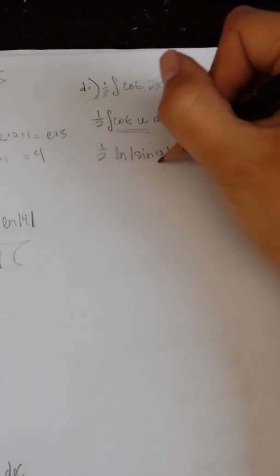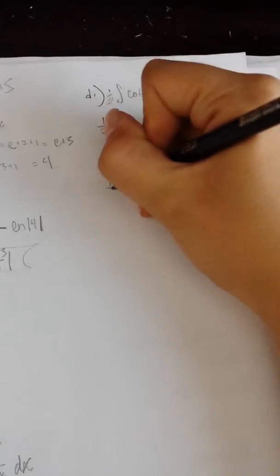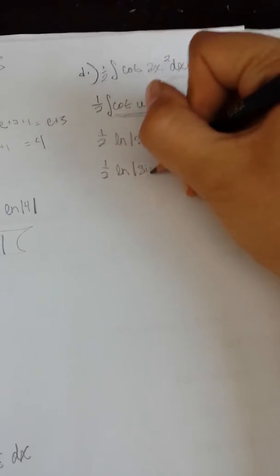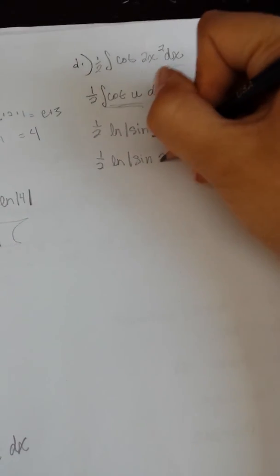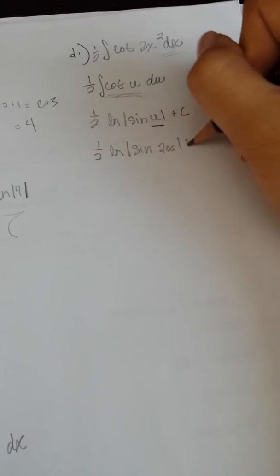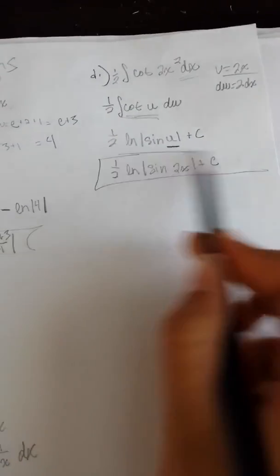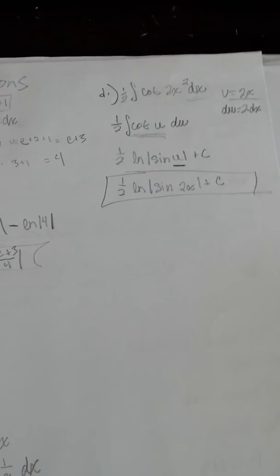Now this is not complete because you have a u in your equation. You can't have a u in your equation. So you get 1/2 ln, absolute value of sine of your u, which is 2x, plus c. Don't forget your vitamin C. Okay, and then that is your final equation.